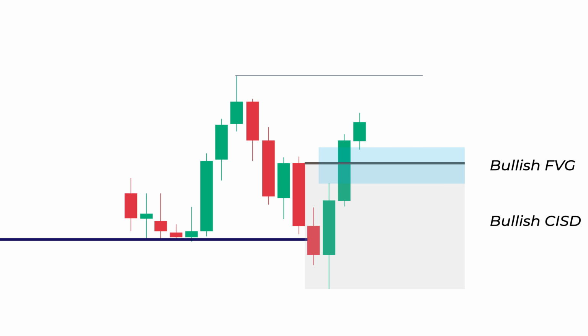Why? Because price has two overlapping reasons to potentially reject higher. The first contact is with the bullish FVG. If price continues deeper, it reaches the bullish CISD. Instead of relying on a single level, we have confluence between two bullish areas.